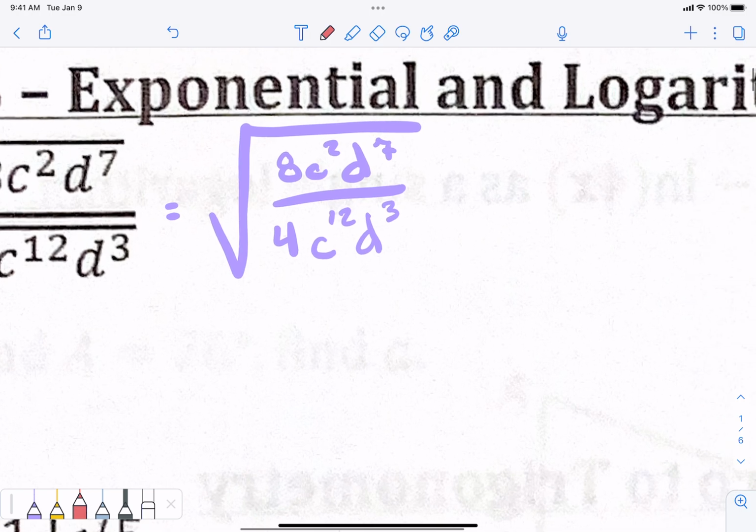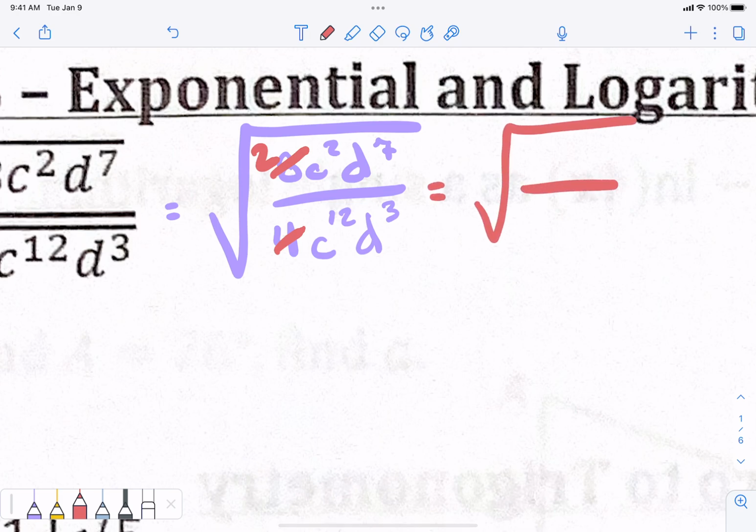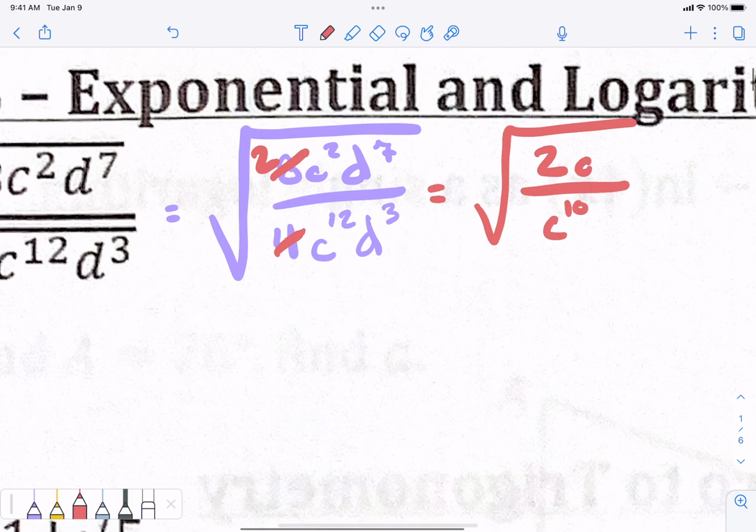So starting with the numbers. 8 and 4 can become 2 and 1. So I'm just going to put 2 on the top. We don't necessarily need the 1 on the bottom. Okay, C's, I have 2 on top and 12 on bottom, so there are 10 C's on the bottom if I cancel those. I'm going to start making a new list, okay? So 2 is on top, 10 C's on the bottom, and the D's, 4 on the top.